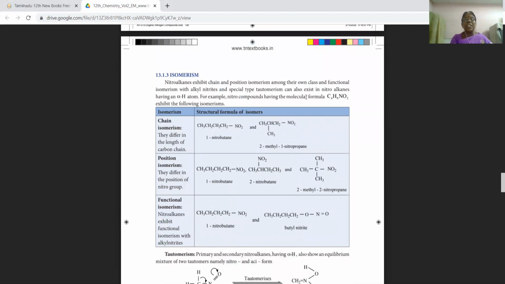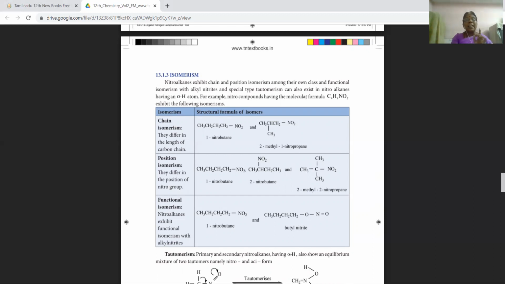Next, we are going to see the isomerism. Nitroalkanes exhibit chain and position isomerism among their own class and functional isomerism with alkyl nitrites, and a special type of tautomerism can also exist in nitroalkanes having an alpha hydrogen atom. For example, nitro compounds having the molecular formula C4H9NO2 have the following isomers, that is chain isomers.